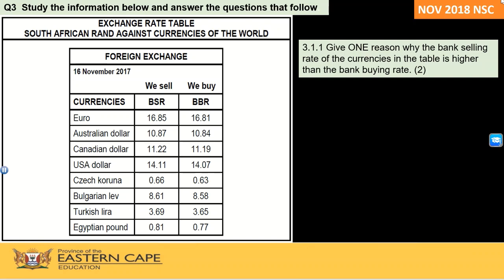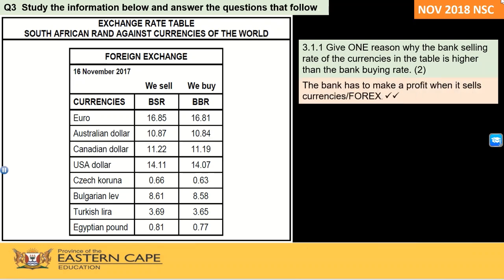So the reason why the bank selling rate is higher than the bank buying rate, stop and think about it. I said it to you a little bit earlier. The reason is the bank has to make a profit. So therefore, the bank selling rate, they will sell the currency at a higher rate than when they will buy it back.